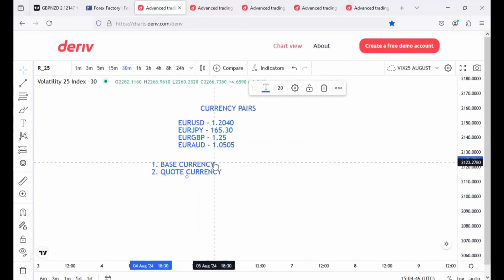So what is the base currency? The base currency has more power than the quote currency, and the quote currency is what gives the entire currency pair its price. So for example, which I already said before, this Euro JPY is 165.30. It means that for you to purchase 1 euro, you need 165.30 JPY to buy it, which I already explained.